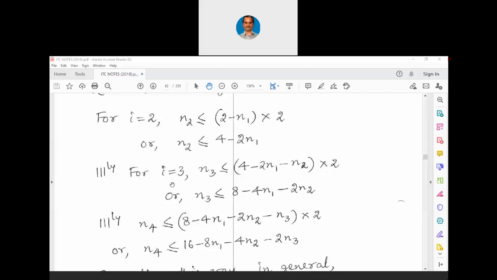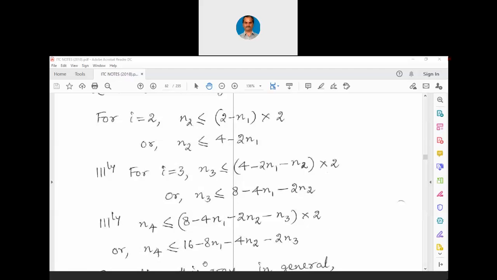Similarly, for i equals 3, N3 is less than or equal to (4 minus 2N1 minus N2) into 2, or N3 is less than or equal to 8 minus 4N1 minus 2N2. Similarly, N4 should be less than or equal to (8 minus 4N1 minus 2N2 minus N3) into 2.